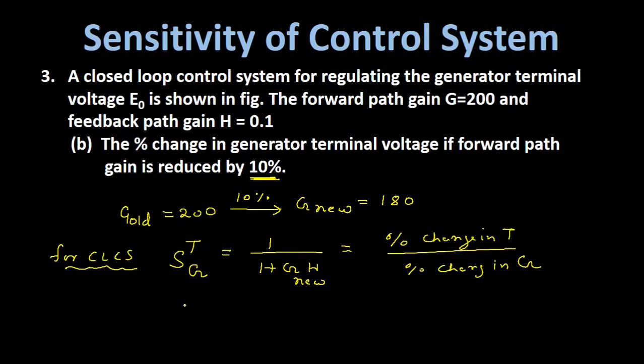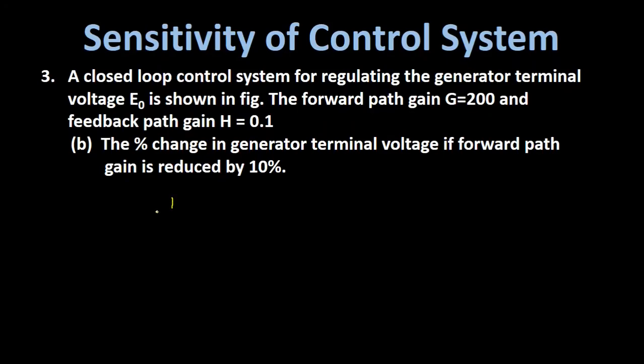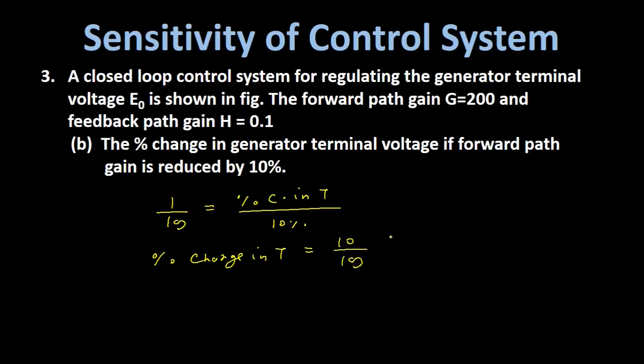When we put the value, we will get S_T^G is equal to 1 upon 1 plus 180 into 0.1, since H is 0.1 here, is equal to percentage change in T divided by 10%. When we solve this, we will get 1 upon 19 is equal to percentage change in T divided by 10%. So from here we will get percentage change in T is equal to 10 by 19 percent, which is equal to 0.5263 percent.